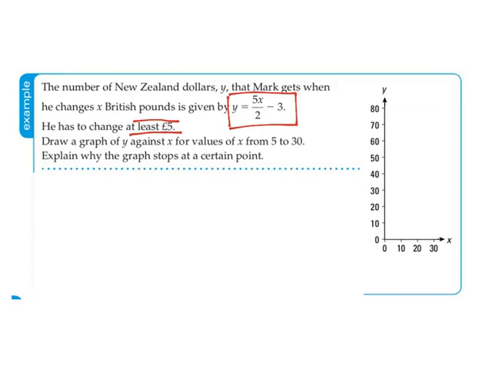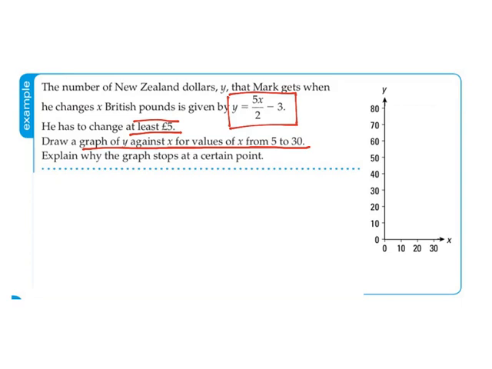And what that means is that he can't go in and say, I'd like to exchange 4 pounds, or I'd like to exchange 3 pounds. No, the minimum here is you have to exchange 5 pounds or more. The problem says, draw a graph of y against x for values of x from 5 to 30. What that basically is saying is, draw a graph of this equation using the values of x from 5 to 30.